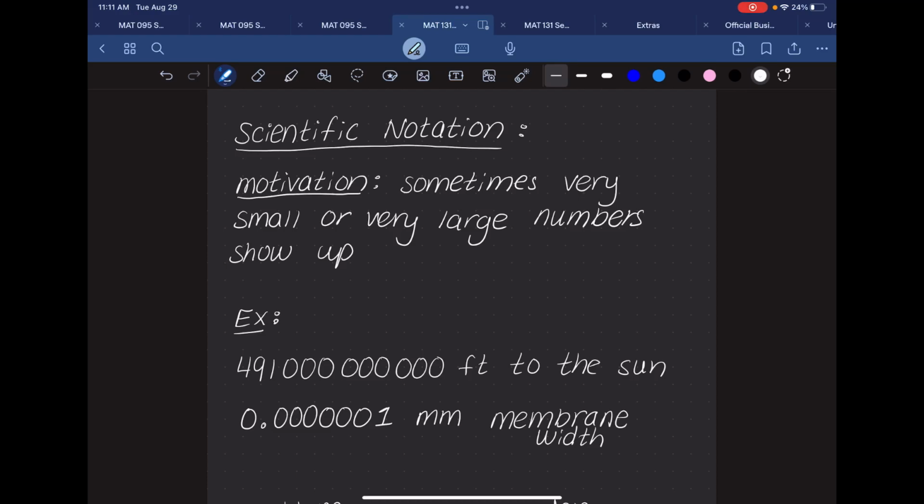Okay, so we're going to talk about scientific notation. The motivation for scientific notation is that sometimes there are really, really large or really, really small numbers that are pretty cumbersome to write. And so we'd like to have a briefer way of writing them.